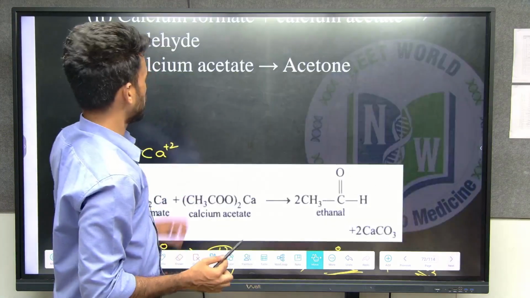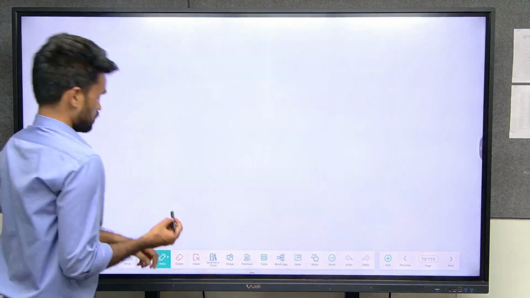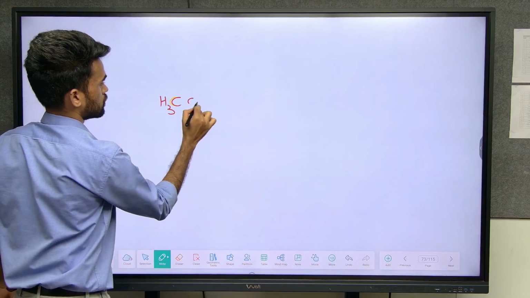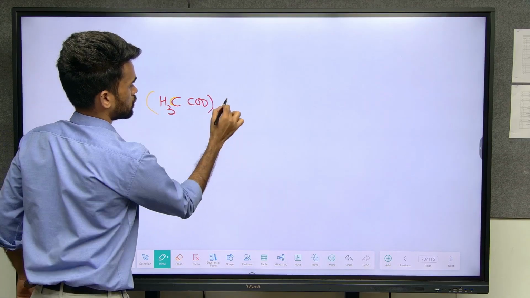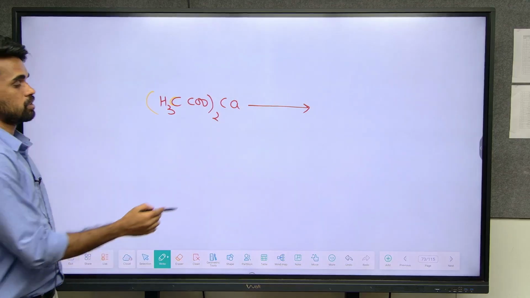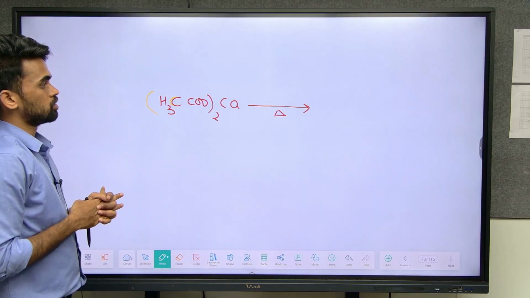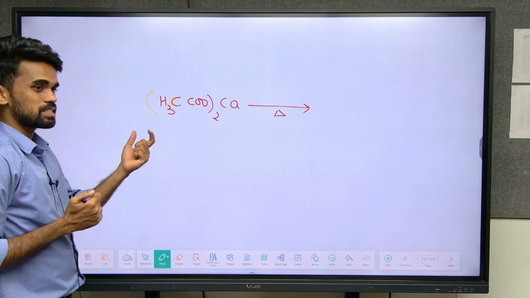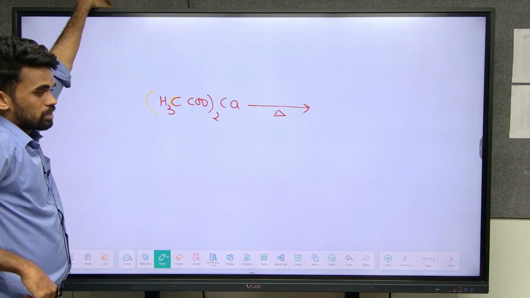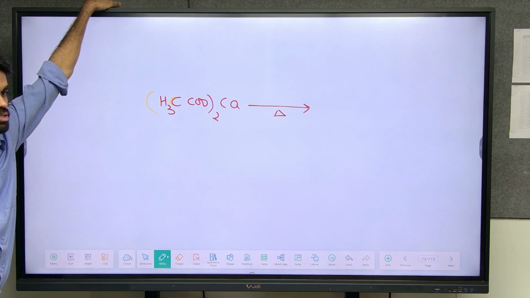Okay. Next one, if you say this, tell me what is the product formed here? Write the structures so that we'll get the answer clearly.